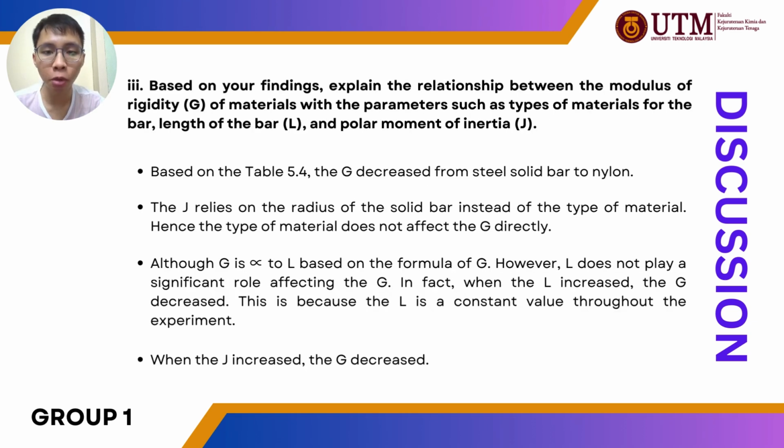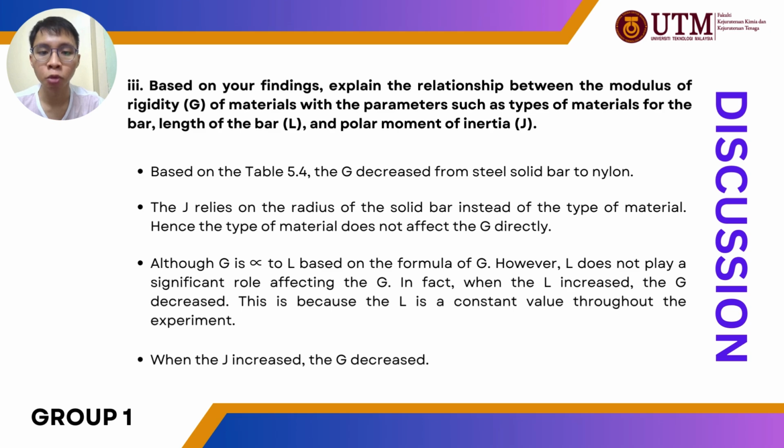Based on table 5.4, the G decreased from steel solid bar to nylon. The type of material does not affect the G directly because J relies on the radius of the solid bar instead of the type of material. Although G is directly proportional to L based on the formula of G, L doesn't play a significant role in affecting the G. In fact, when the L increases, the G decreases. This is because the L is a constant value throughout the experiment.